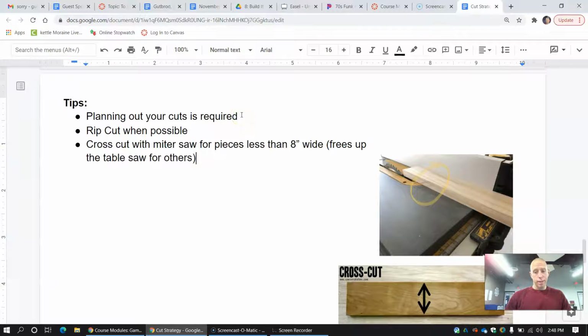So to wrap this lesson up, planning your cuts is totally required. We'll have some documents like this in class. You should be using multiple colors; it's going to help you understand. I may or may not have some information on the back there for you. We want to rip cut when possible because it's really nice and easy to set the fence up like that. And for anything that's less than 8 inches wide, we want to use the miter saw. Just a heads up, that's because that frees up our tables.